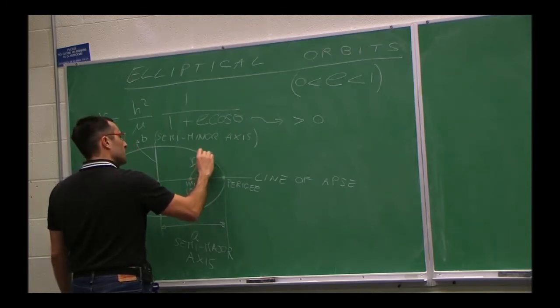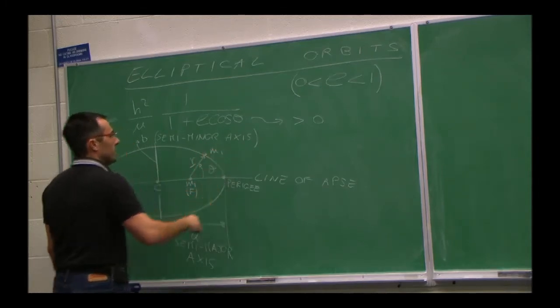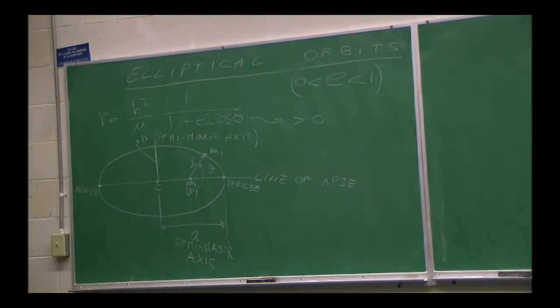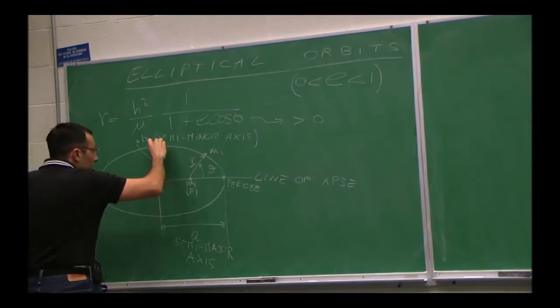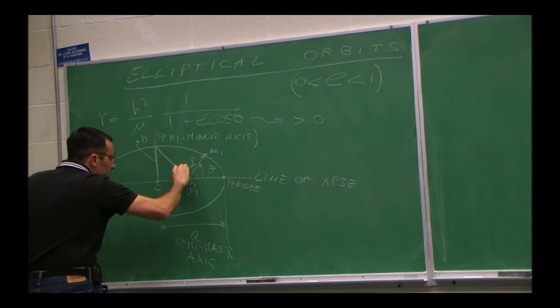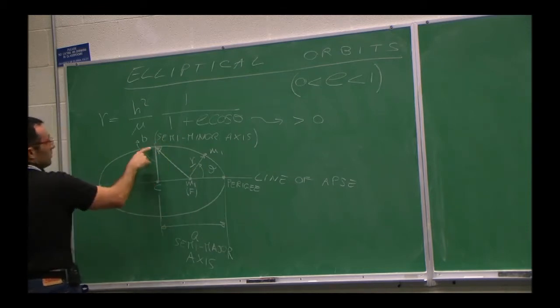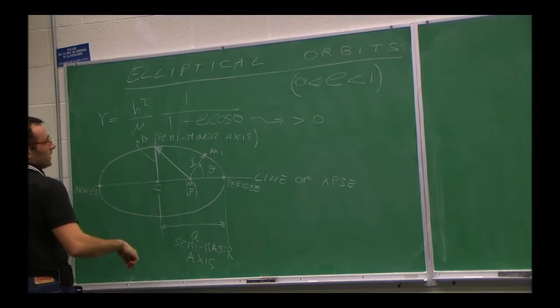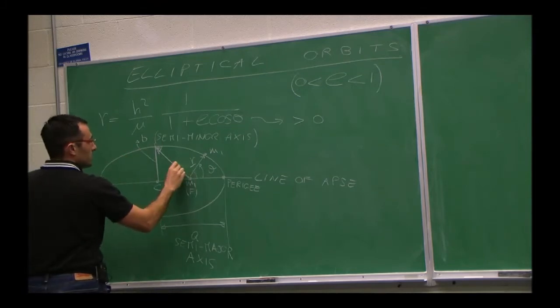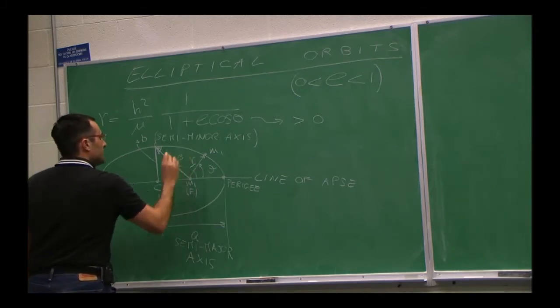This is my r vector. Here you will have m1 in a generic position. One particular position that we're going to care about is this one here, where we are hitting the semi-minor axis, and I'll call this angle to get there beta.